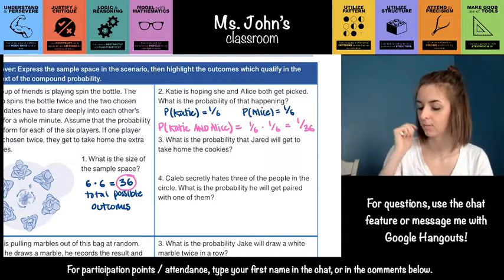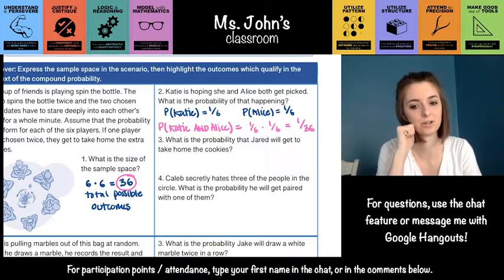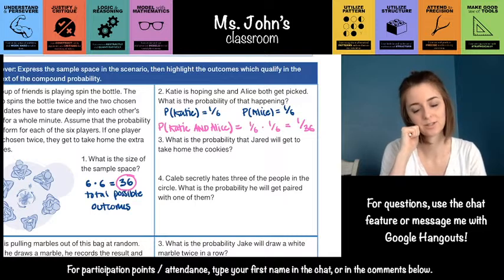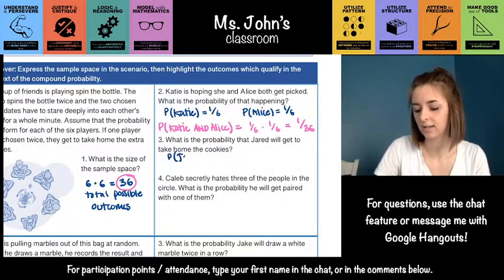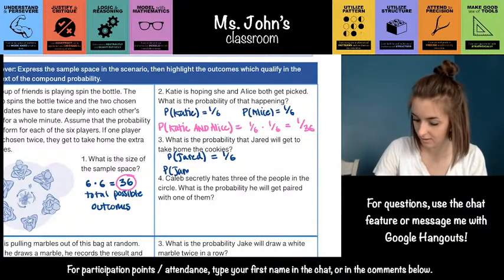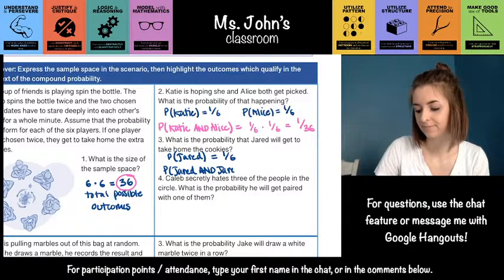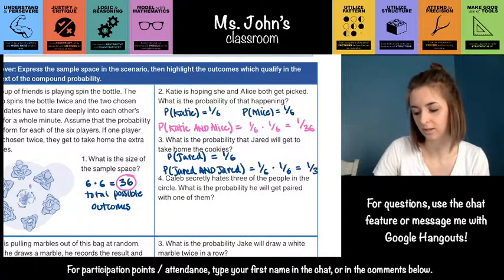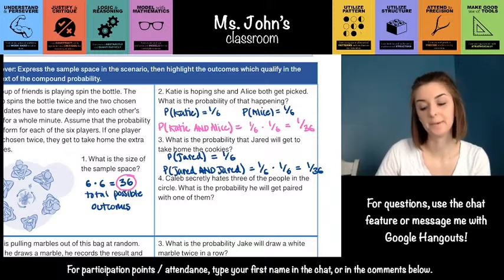Okay, number 3. What is the probability that Jared will get to take home the cookies? Meaning, what's the probability of Jared getting chosen twice? Because the person that gets chosen twice gets to take home cookies. So the probability of Jared getting chosen is 1 out of 6. And so the probability of Jared and Jared is going to be 1/6 times 1/6 again, which is 1 out of the 36 options. So those two are the same.